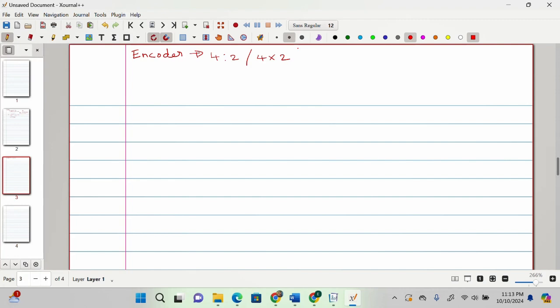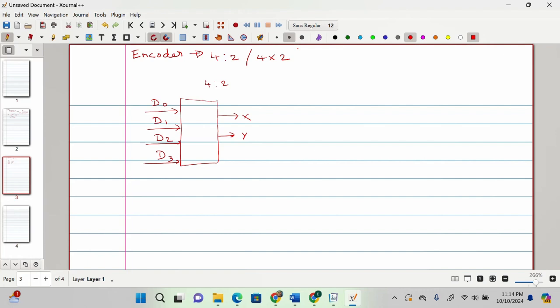I am going to consider D0, D1, D2 and D3 as the inputs. So there are 4 inputs: D0, D1, D2 and D3. Then, as we discussed, only 2 outputs will come, X and Y. So this is the 4:2, or 4x2, encoder structure.